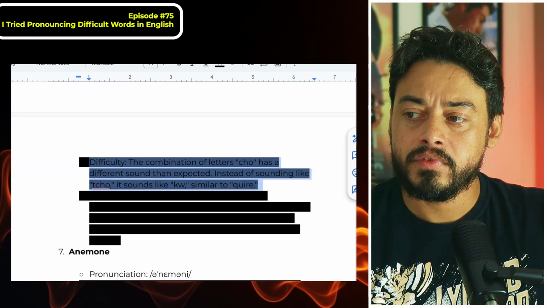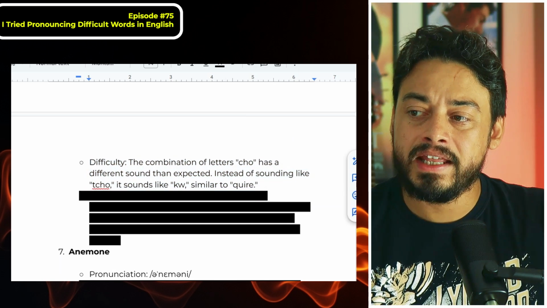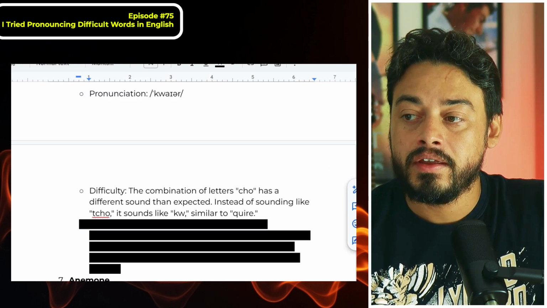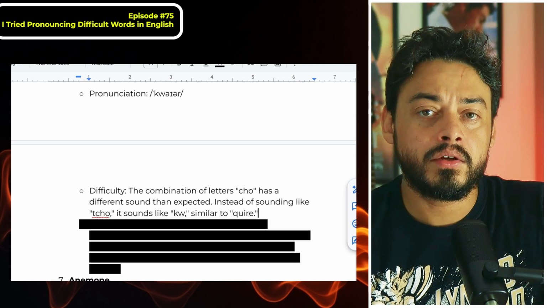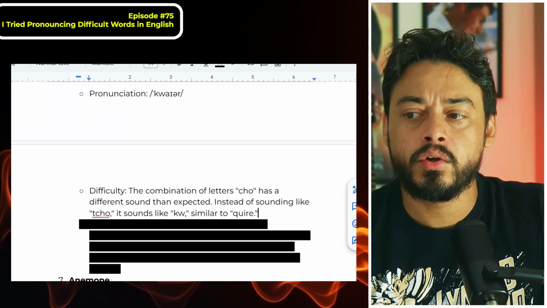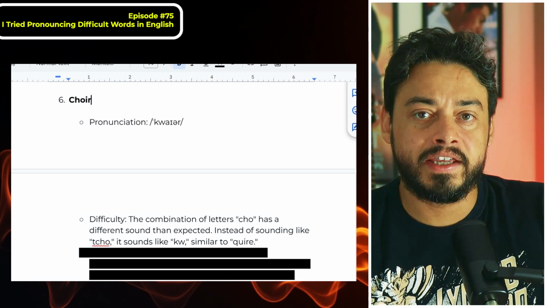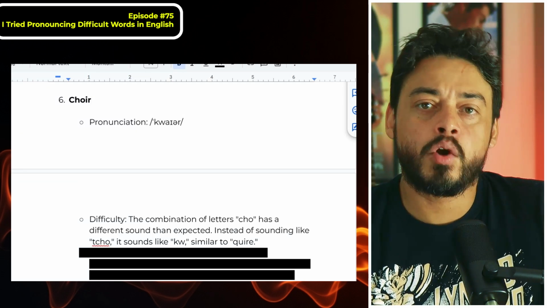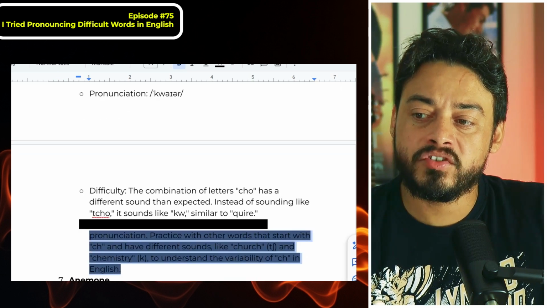So, here is the unique feature about this word. The combination of letters ch has a different sound than expected. Instead of sounding like chu or cha, it sounds like kwa, kwa at the beginning, you know? We don't really pronounce the C like a cha. It's a kwa, kwa. Normally, the CH combination here in English, we pronounce it as a ch sound, like chip or beach, you know? But in this case in particular, it sounds like a kwa, all right? Kwa, similar to choir, all right? That's what's tricky about this word.